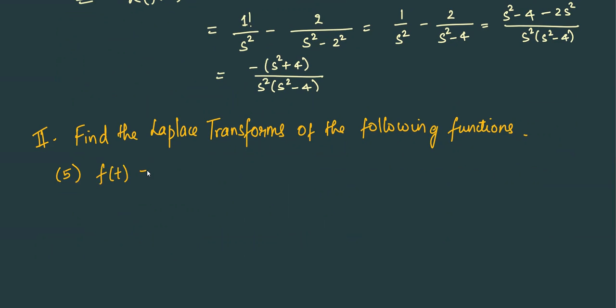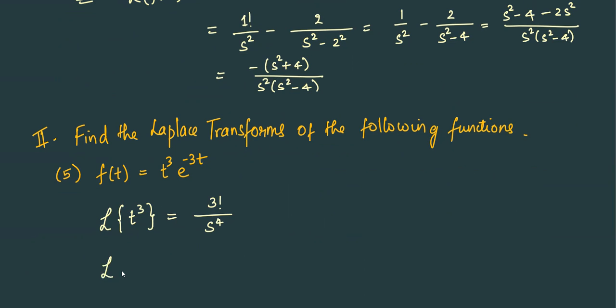So let's say f of t is t cube into e power minus 3t. See, we know the Laplace transform of t cube is n factorial by s power n plus 1. So this is the one.